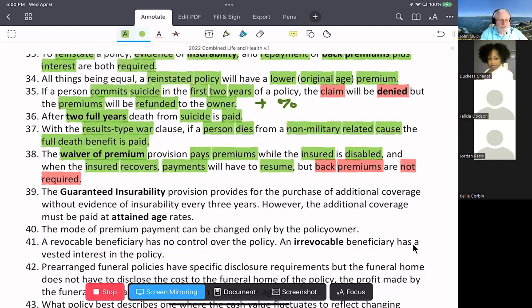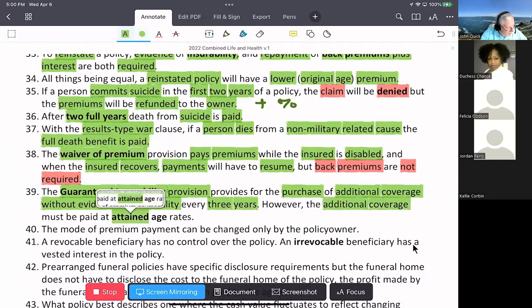The guaranteed insurability provision provides for the purchase of additional coverage without evidence of insurability. And it comes around every 3 years. However, when you do the additional coverage, you must pay attained age, not original age rate.